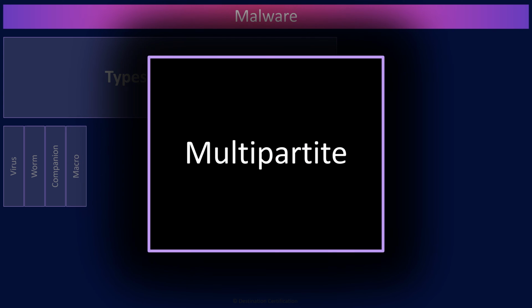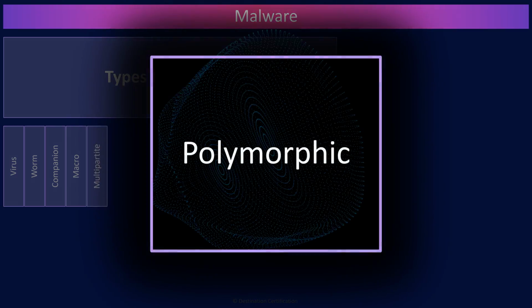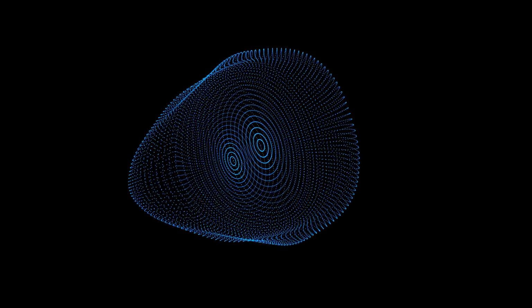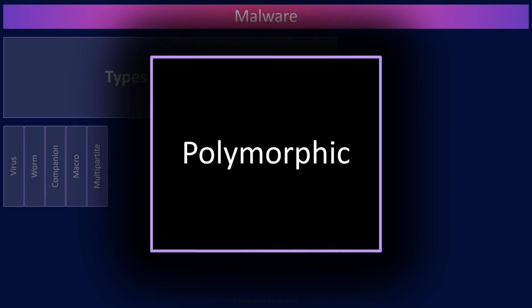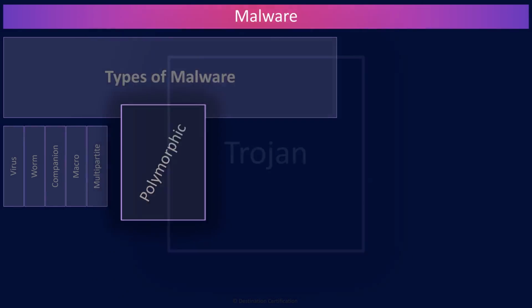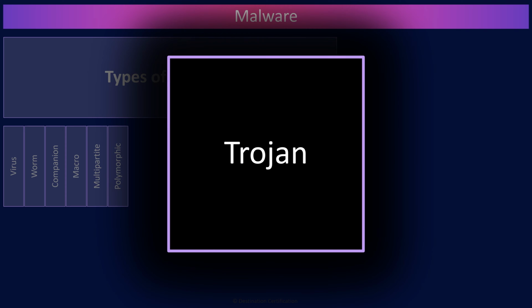Multipartite is a piece of malware that spreads in multiple different ways. Think Stuxnet. It first infected via a USB stick using a USB vulnerability, and then Stuxnet spread over the local area network using a network-based vulnerability. Polymorphic malware can change or morph characteristics about itself to evade detection, primarily by signature-based anti-malware scanners, which we'll talk about soon. Trojans mislead users of their true intent.